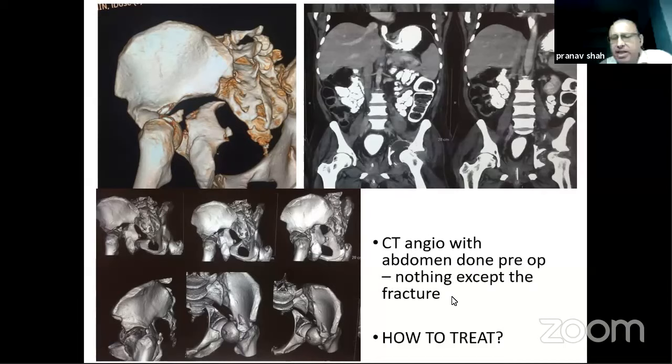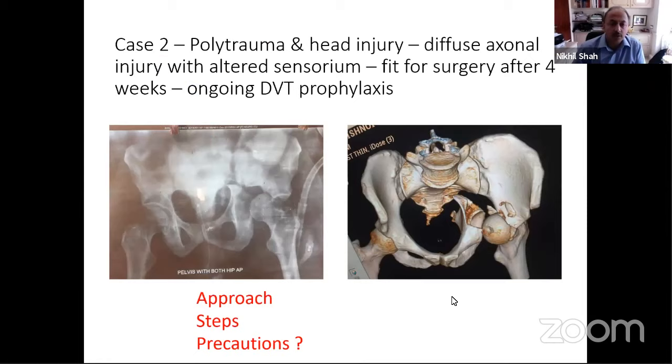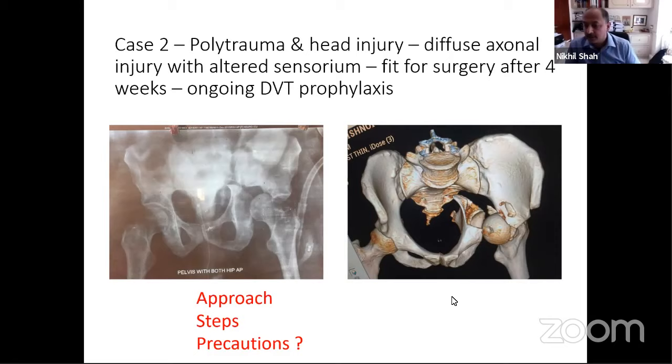Let's start with Dr. Nikhil first, because your internet connection is best probably. Can you go back one slide? Yeah, I already did, but it is going to take time to load because our connection is quite slow. So looking at the CT scans, can you see it now? Yeah, I can see it now. You can go ahead now. Yeah, okay.